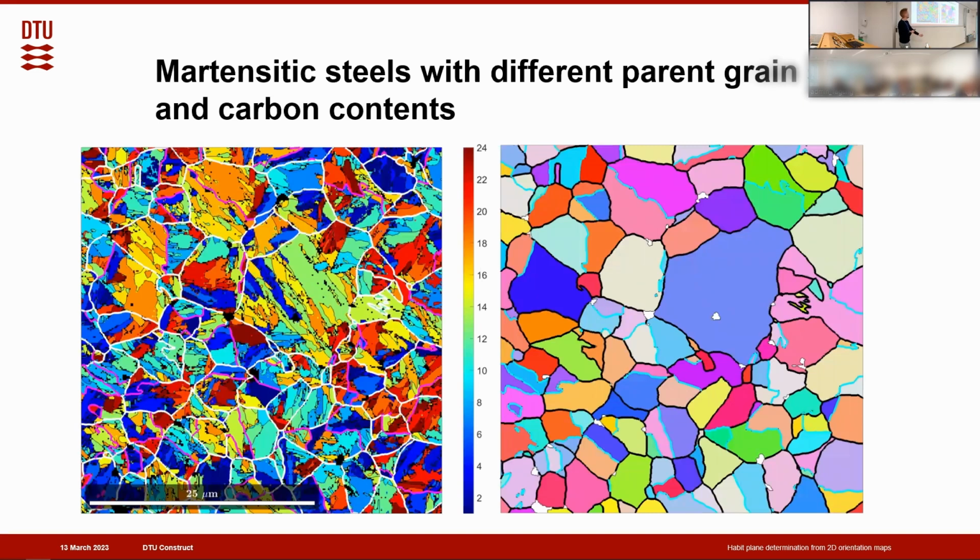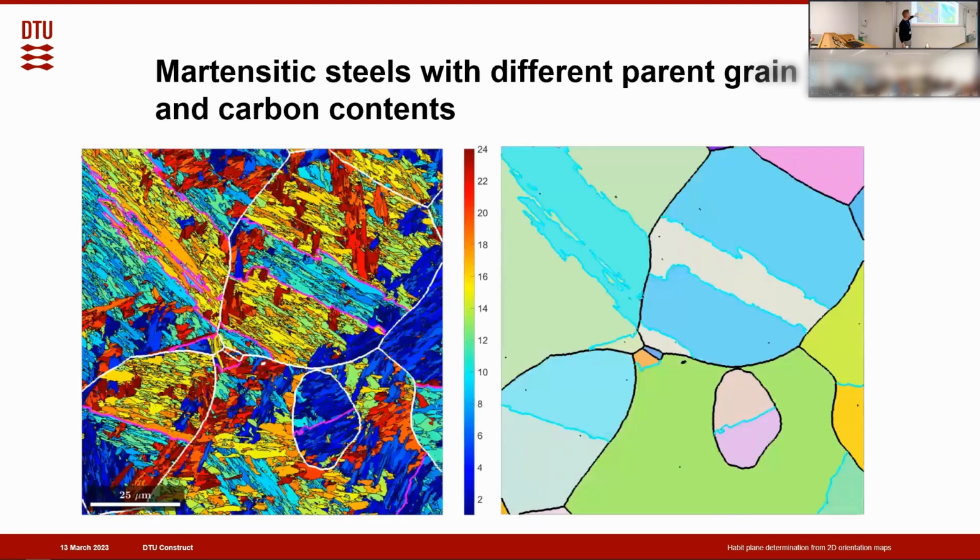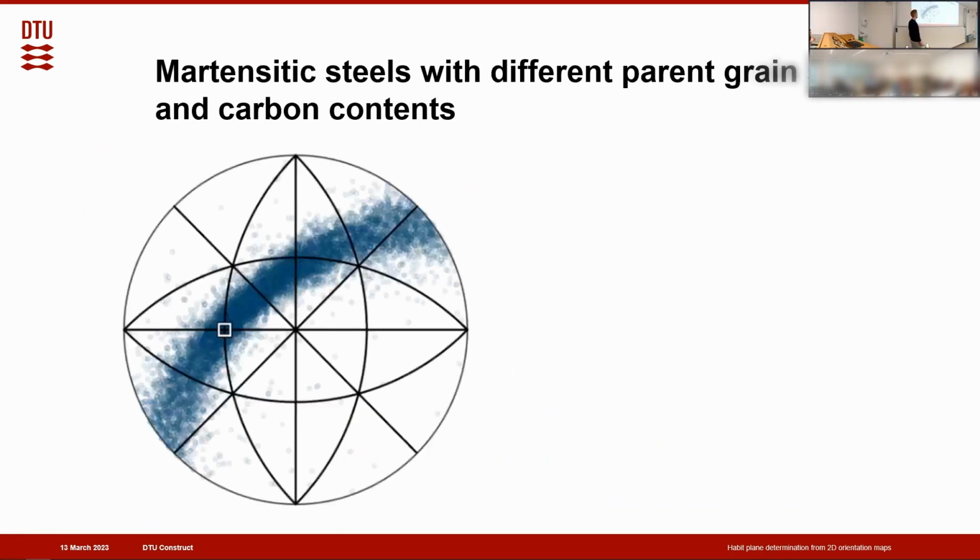So we acquired some EBSD data sets of martensitic steels with different parent grain size and carbon contents to have some variation and hopefully see different habit planes as well. Here we see the martensitic variants with prior austenite grain boundaries around them. And here we have the reconstructed microstructure. And this is the low grain size. And here we have a large grain size, just as an example.